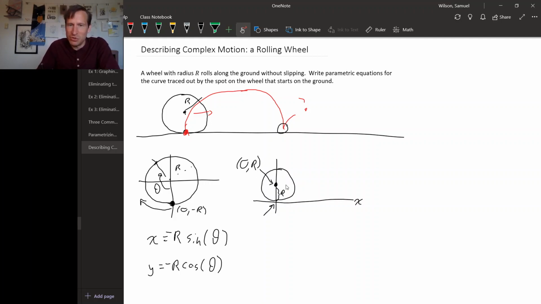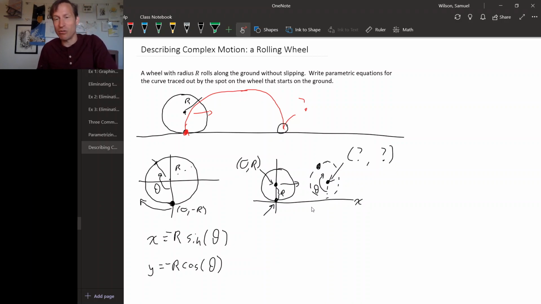All right, now it moves to the right, so what we need to do is figure out, so we're watching this point at the bottom. After the wheel rolls for a while, this point has rotated through some angle, which we've been calling theta. We need to figure out what are the coordinates of the center of the circle after the wheel has rotated this angle theta. Well, the center of the circle isn't moving up and down at all. So its y-coordinate is still capital R. So we're going to be writing this as a parametric equation, and so y is just the constant r.